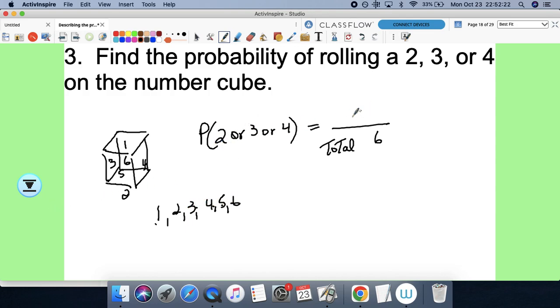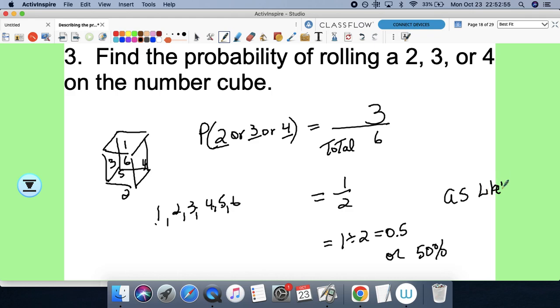Now, on top, you want the outcomes that you want. You want a 2, or a 3, or a 4. So there is 3 of them. So the probability of rolling a 2, a 3, or 4 is 3 over 6, which is the same thing as 1 over 2. And you can change that, 1 divided by 2, 0.5, or 50%, which is as likely as not.